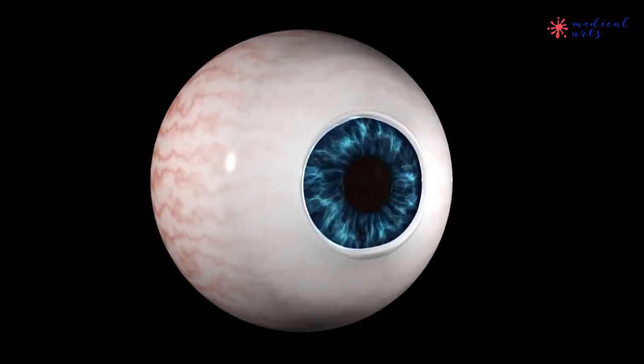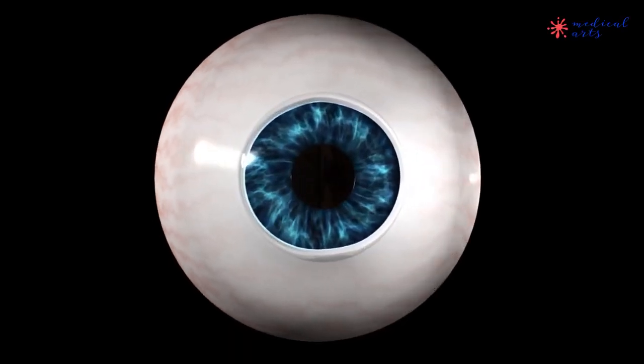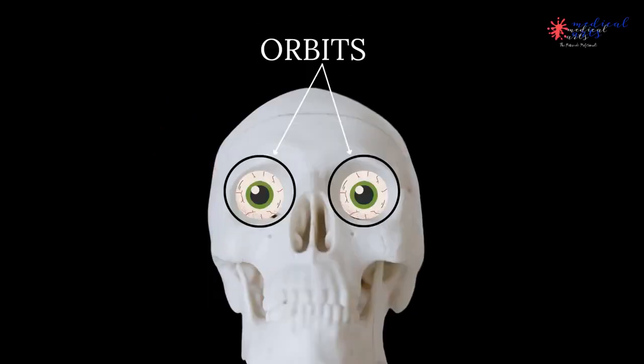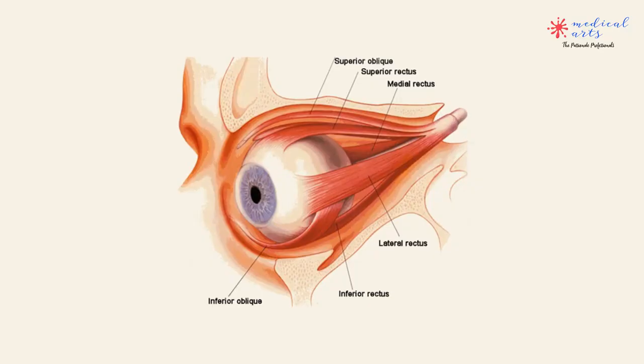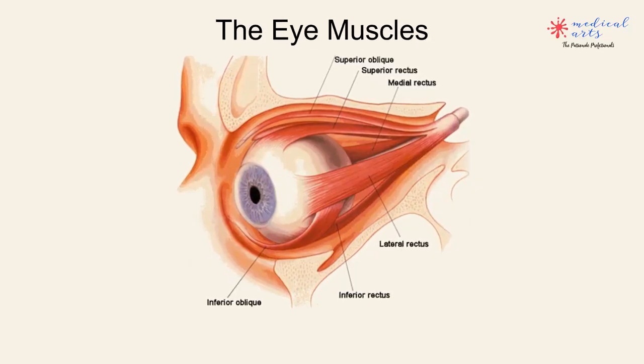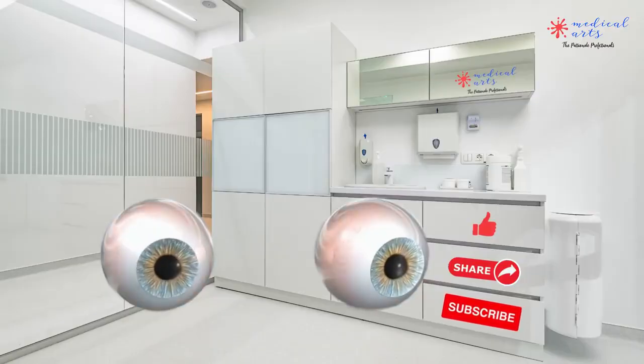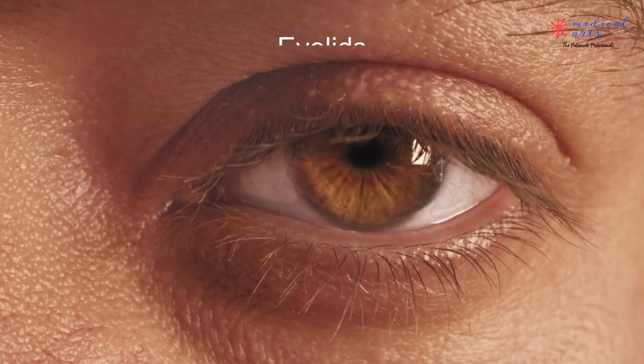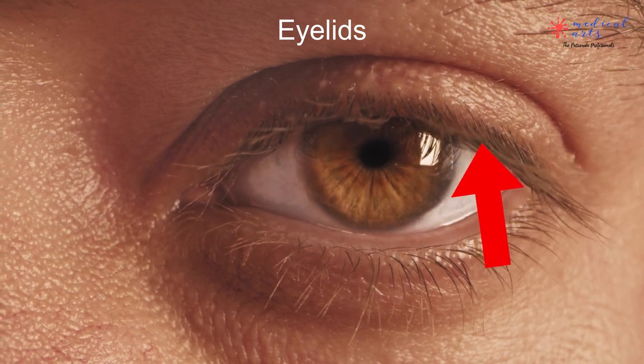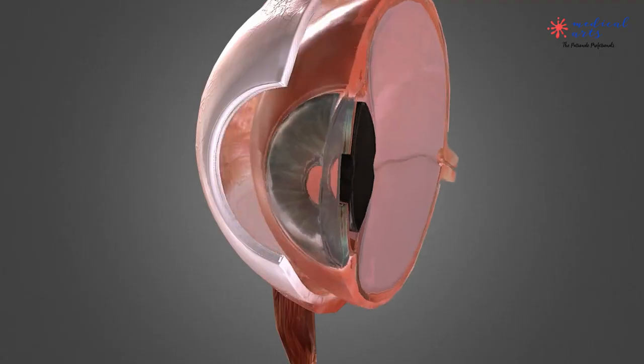The human eye is approximately round in shape and sits in a protective bony socket known as the orbit. 6 extraocular muscles attach the eye to the orbit, allowing it to move in all directions. The eyelids protect the eye from the external environment, just like the curtains defend your windows from dirt and dust.